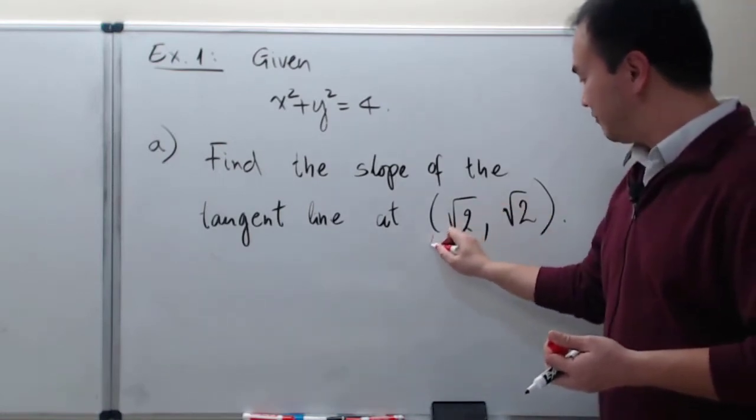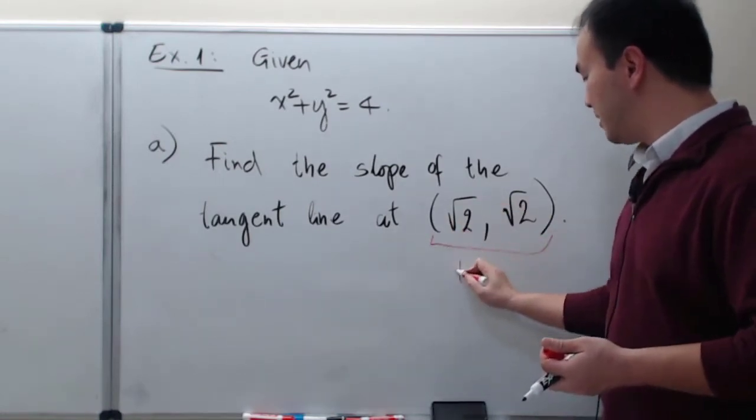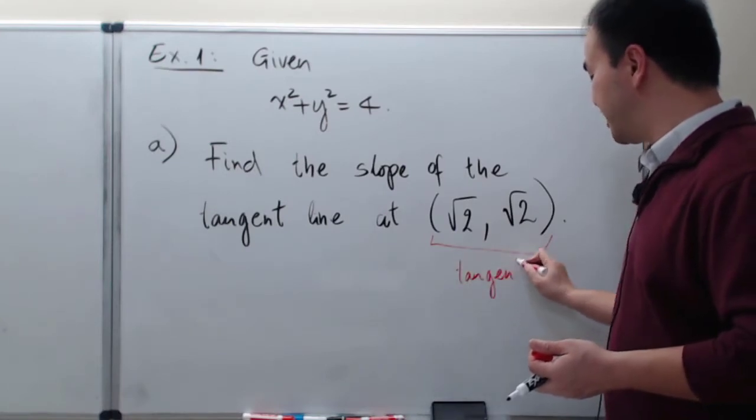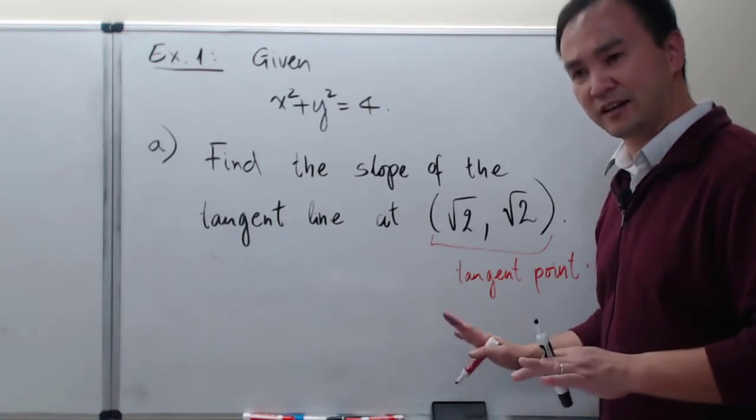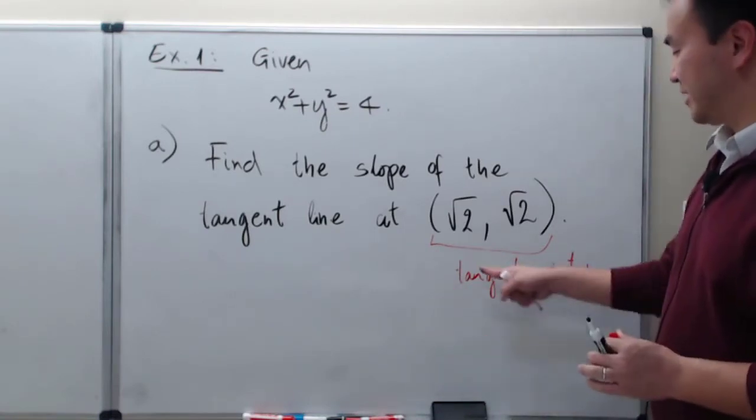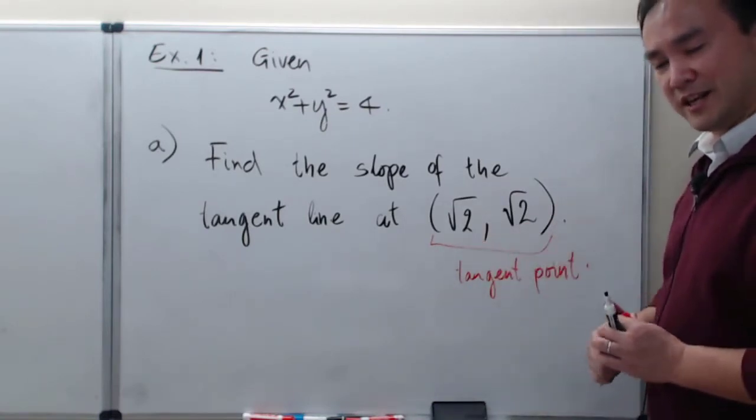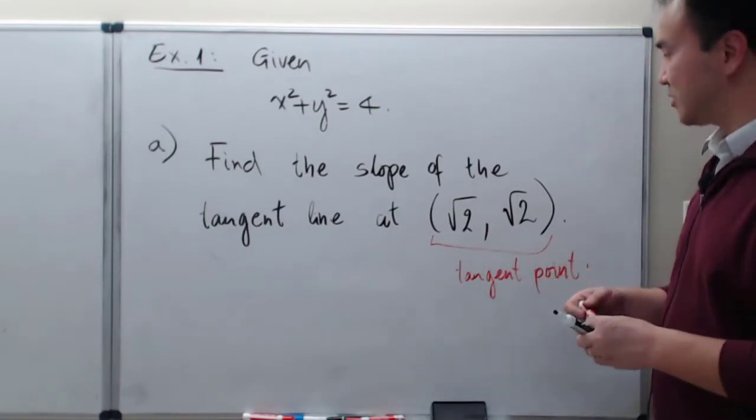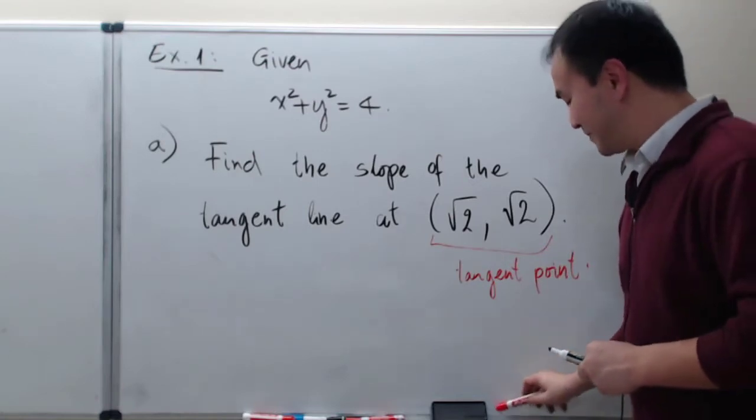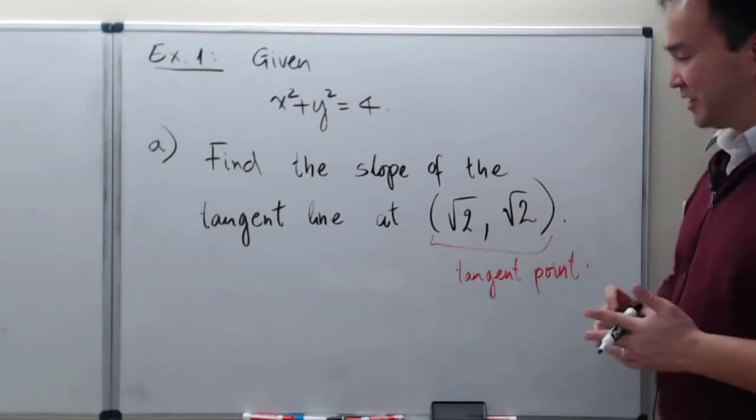So before we get started, anyone must understand this is our complete tangent point. We already had the tangent point given, and I call it the complete tangent point. X coordinate, Y coordinate is here. X value, Y value is here. And I want to find the slope of the tangent line at that point right here.